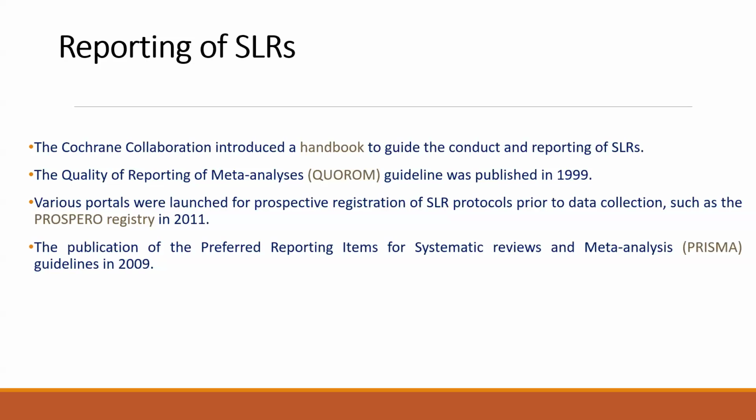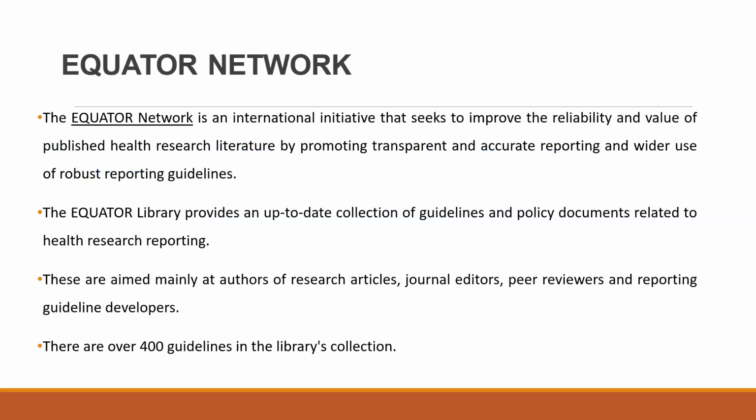If anyone wants to do a systematic review on a similar topic, they can go back to PROSPERO and check whether any systematic review is already published on that topic. So transparency is there, where you can go back and check. Then came the publication of the Preferred Reporting Items for Systematic Reviews and Meta-Analyses, called PRISMA. This guideline was introduced in 2009.